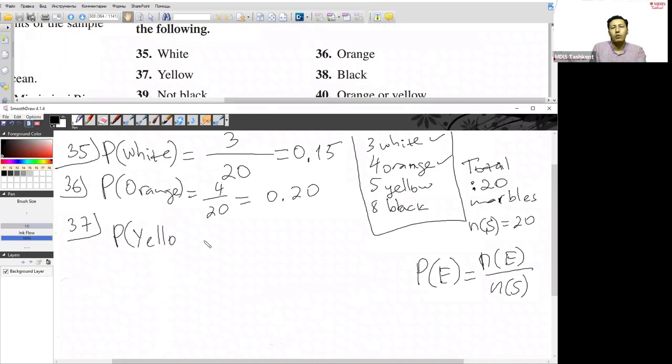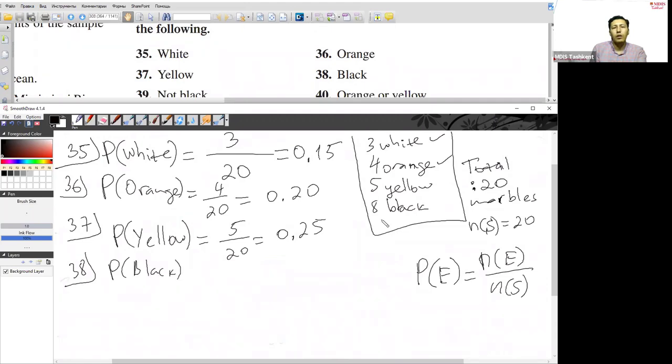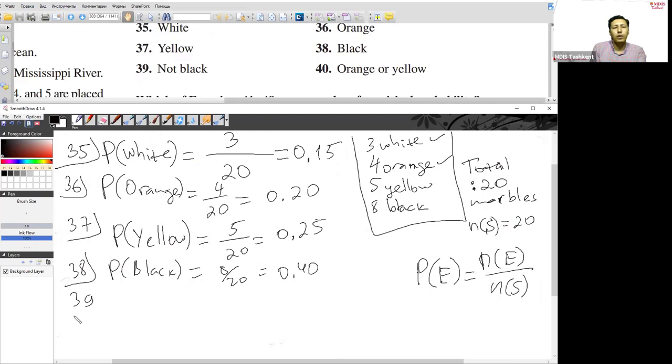How many yellows? 5. 5 out of 20. 0.25. Black. How many blacks? 8. 8 out of 20. 5 times 8, 40. Okay. Probability of getting not black.